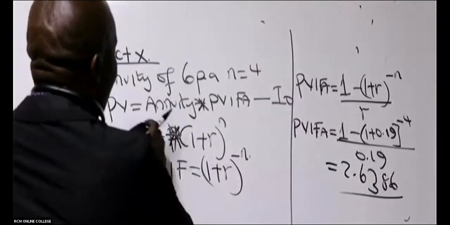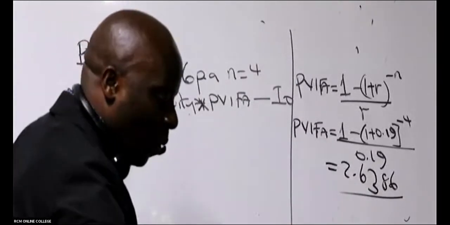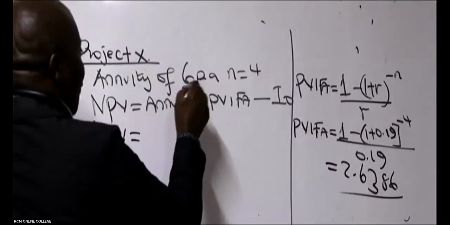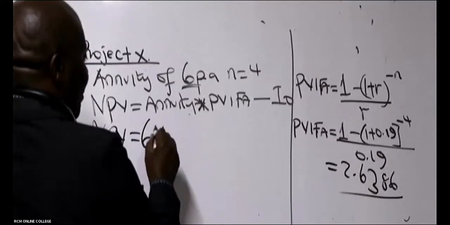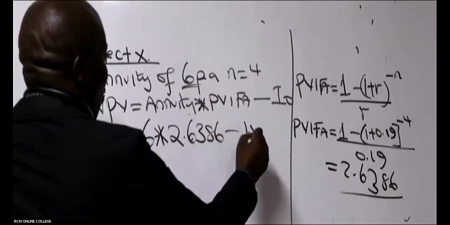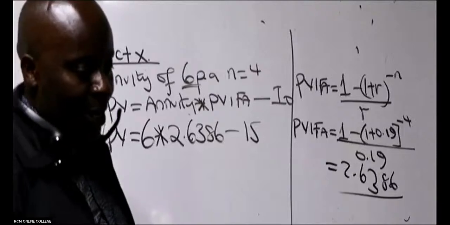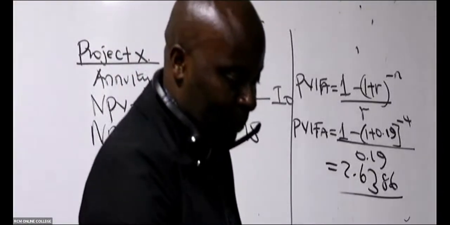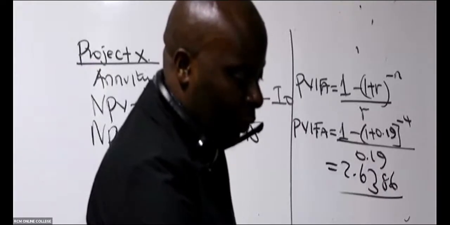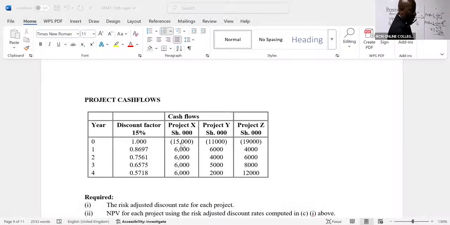Then come straight away here and give us our net present value. So our net present value here will be annuity. The annuity for project X is 6 times our PVFA, which is 2.6386, minus the initial outlay for this project, which was 15. Remember, for this project, the initial outlay is 15. We cut these 3 zeros and we are using now shillings millions. So initial outlay is 15.